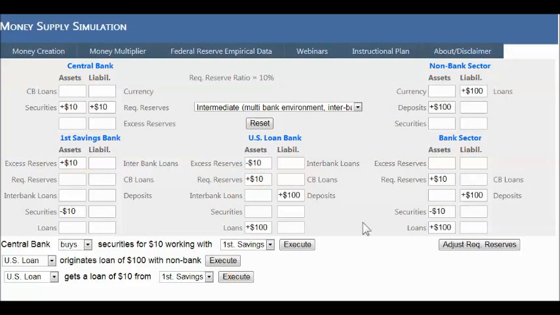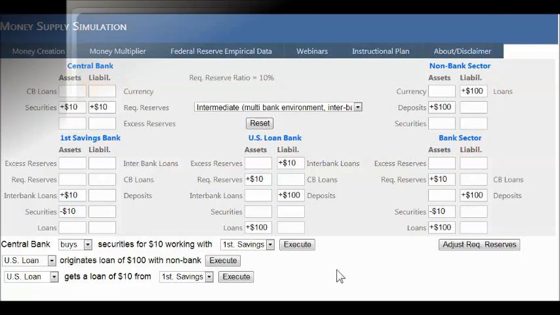So what we can do here is First Savings and US Loan can use the federal funds market, and US Loan can get a $10 loan from First Savings. That solves both of their problems. It is important to point out to students that this is not an exception, but rather the normal situation, and that therefore the federal funds market is extremely important.